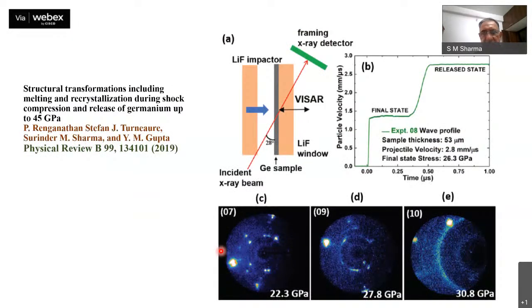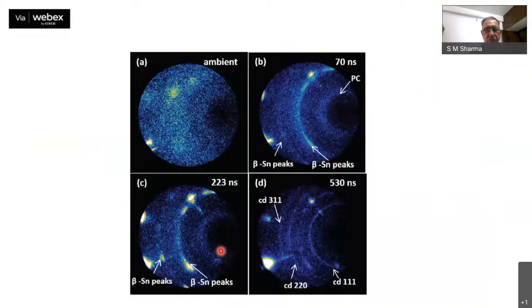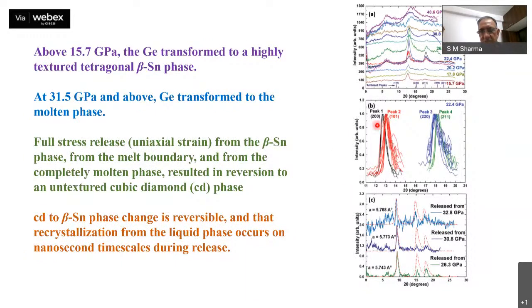I started with silicon by saying that when you compress to higher compression, silicon bypasses beta tin. And after that experiment, the question is asked, does beta tin exist under shock compression? So slightly different experiments, not on silicon, where the beta tin would happen at very low pressures, were carried out in germanium, in which it was shown that indeed it transforms to the beta tin phase. These peaks are very, very close. One has to be very careful in analysis.